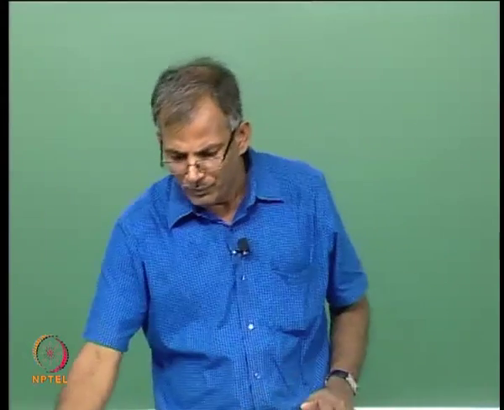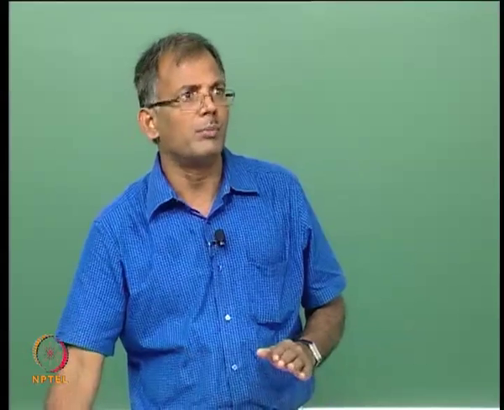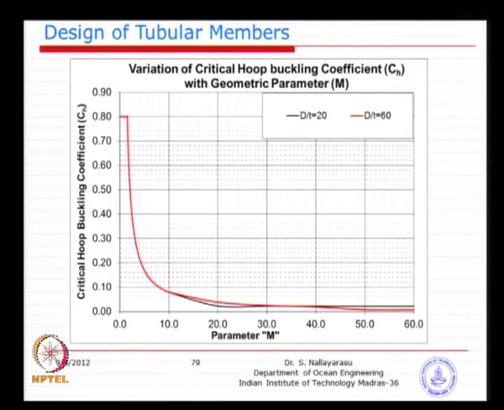In fact, what I wanted to demonstrate with this graph is the difference between a D by t ratio of 20 and a D by t ratio of 60. I have just put two graphs. You do not see any difference when the M value is lower, from 0 to probably 10, but there is a small effect on the CH coefficient. Otherwise, the CH value is mostly independent of D by t; it is predominantly dependent on the length to diameter ratio.